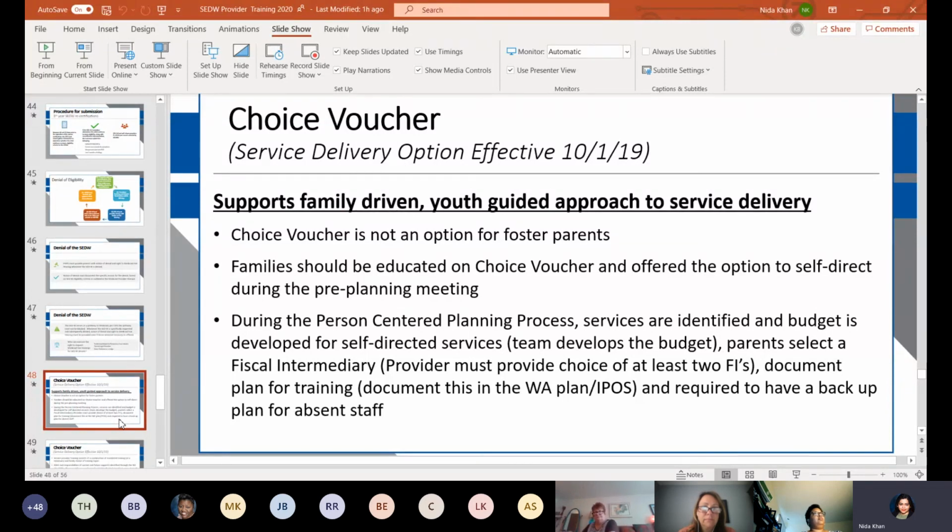So basically what choice voucher is: as of 10/1/19, the state said that we must allow individuals who are approved and eligible for SED waiver to use the choice voucher as well. This is something we let them know during access screening, and this information should also be shared with them during intake. This is not an option for foster care parents. Just to reiterate, this is only for traditional families. Families should be educated on choice voucher and offered the option to self-direct during the pre-planning meeting. And basically, they'll be able to have a whole team that works with them.